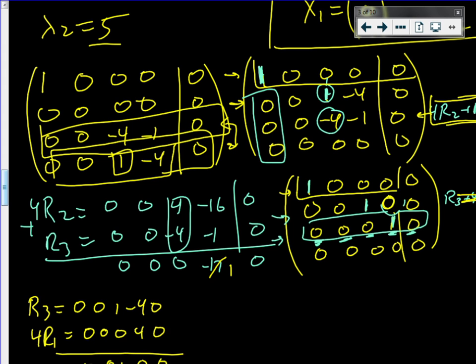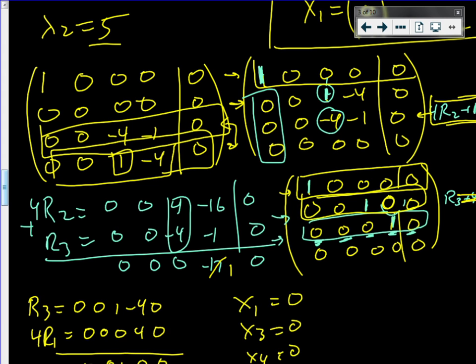First row tells me that x1 is 0. Second row tells me that x3 is 0. Third row tells me x4 is 0. And the fifth row tells me nothing. So that means x2 is R. So big X2, because we're now working with lambda 2, is equal to R times X1, X2, 3, 4, going to equal to that.